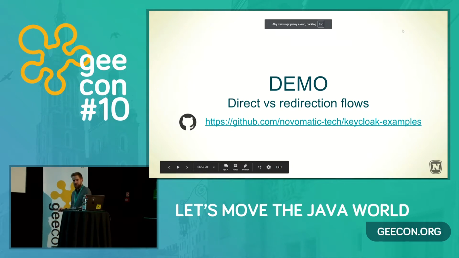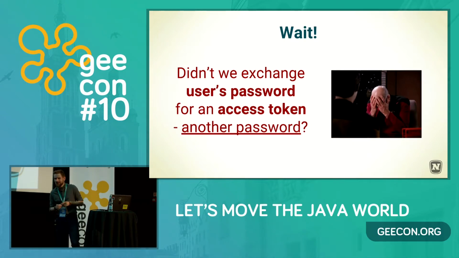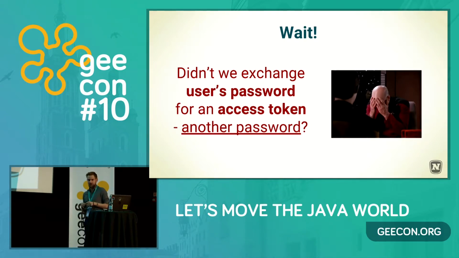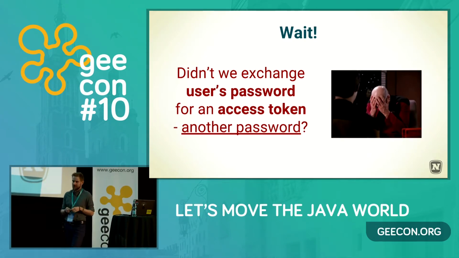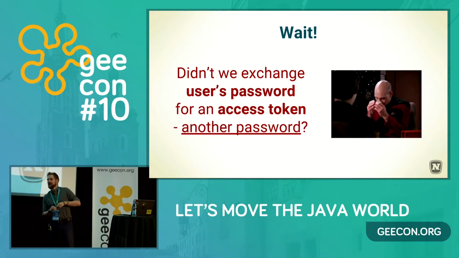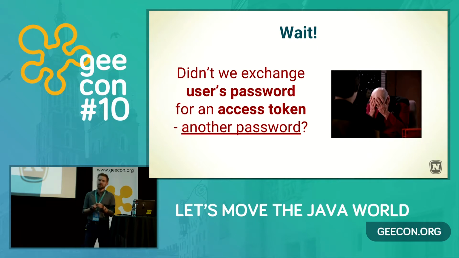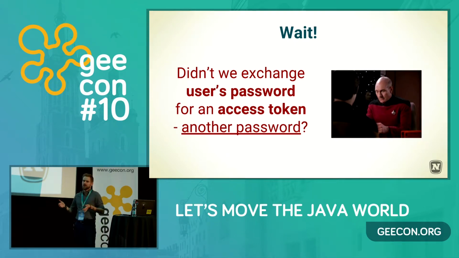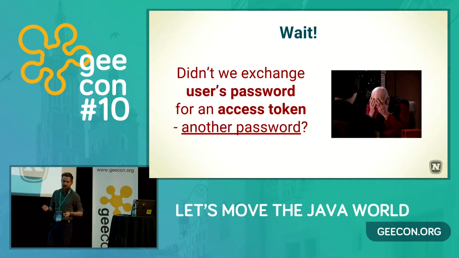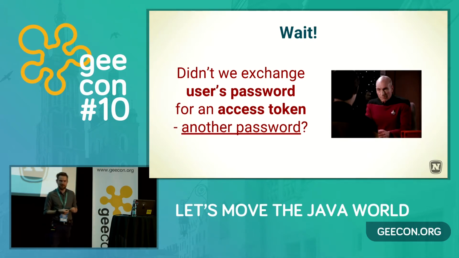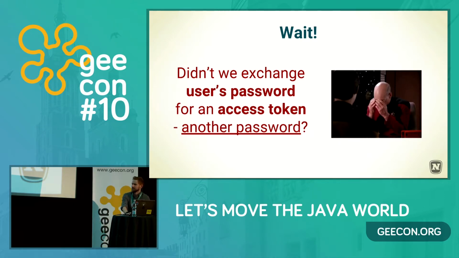And this is all nice and easy, but didn't we exchange a user password for an access token, which is, well, basically another password? Well, yes, we did. And even worse, if the access token is issued for a certain time, and the user suddenly changes their password, the access token still stays the same, right? So it's even worse than the password. Well, I think we should address it somehow.